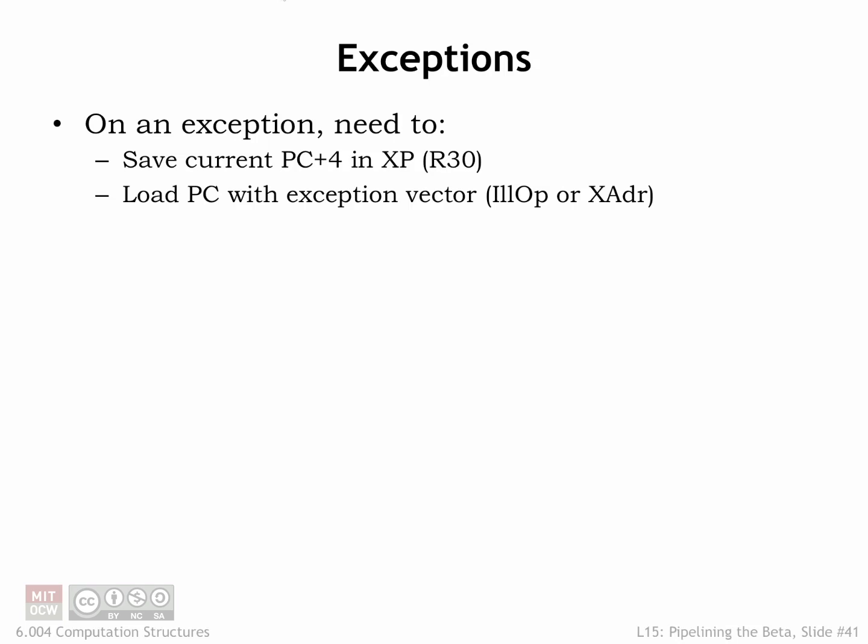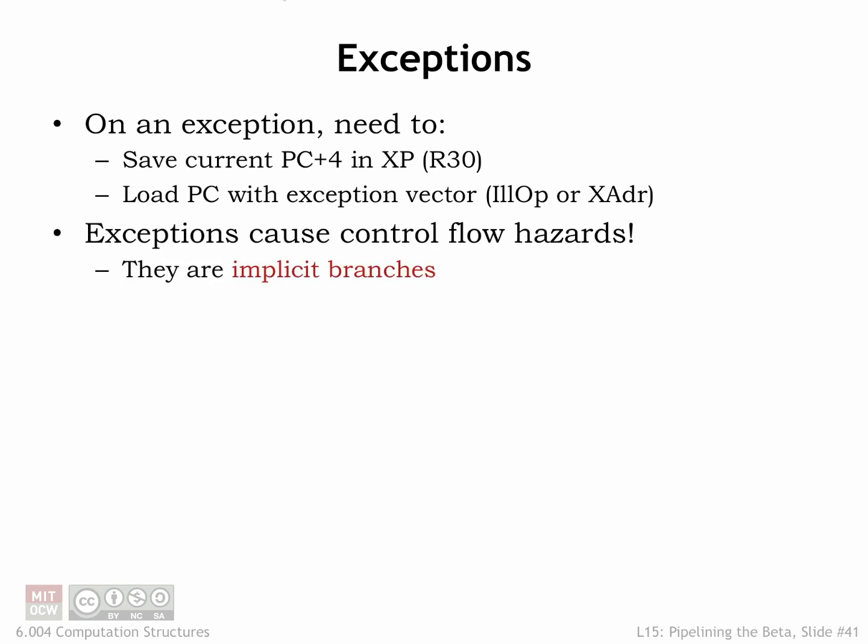Now let's figure out how exceptions impact pipelined execution. When an exception occurs because of an illegal instruction or an external interrupt, we need to store the PC+4 value in the XP register and load the program counter with the address of the appropriate exception handler. Exceptions cause control flow hazards since they are effectively implicit branches.